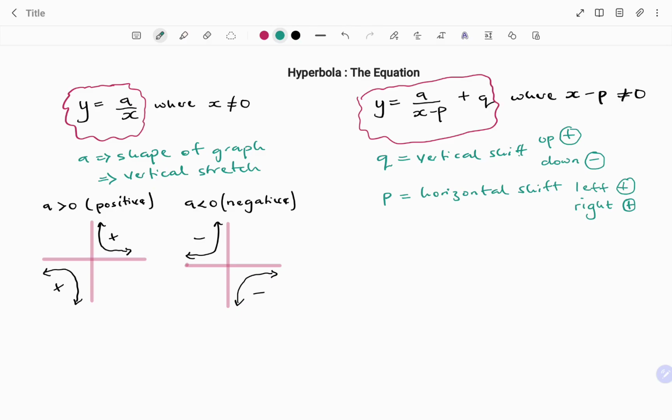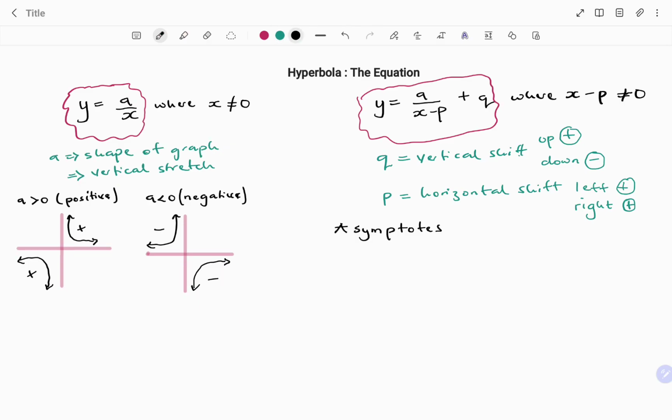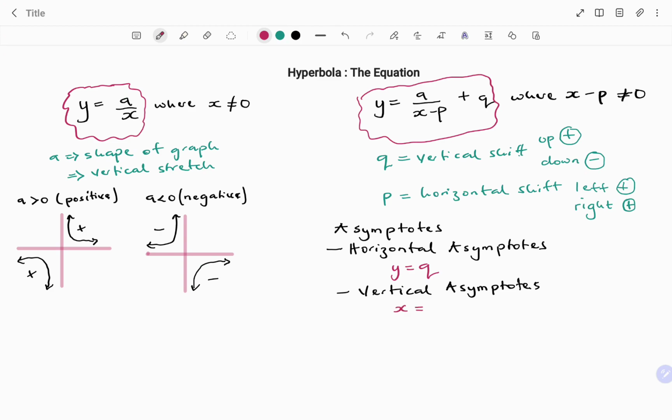Let's go ahead to asymptote. Your hyperbola has two asymptotes, that is a straight line that continually approaches a given curve but does not meet the curve. The first asymptote of your hyperbola is your horizontal asymptote, and the equation is y equals the value of your q. In order to find your vertical asymptote, the equation is x is equal to negative p.